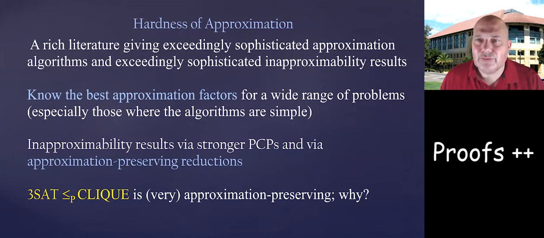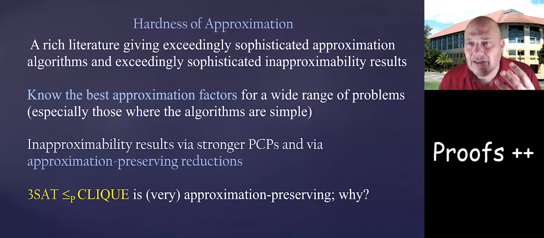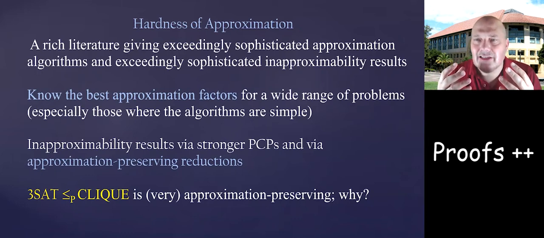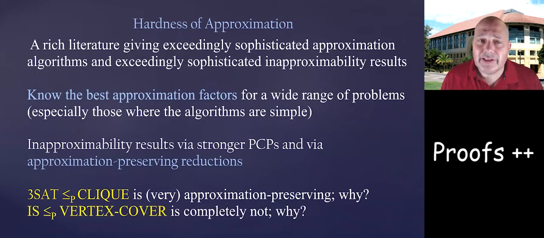So the reduction from 3SAT to clique is very approximation preserving, because the size of the clique corresponds exactly to the number of clauses you're going to satisfy. Therefore, if you can approximate one, you can approximate the other within exactly the same parameter. On the other hand, independent set is reduced to vertex cover, but this would not preserve the approximation factor. So approximation of the vertex cover would not imply a good approximation of the independent set. And we'll see that in a second. So let's start with that.